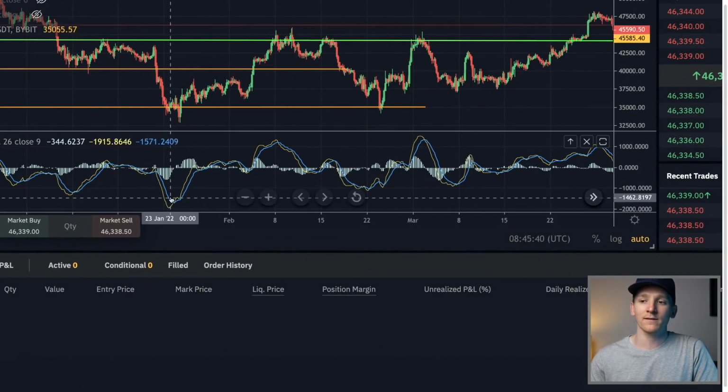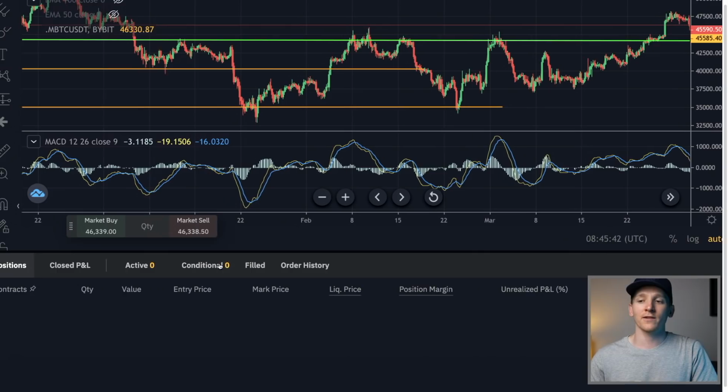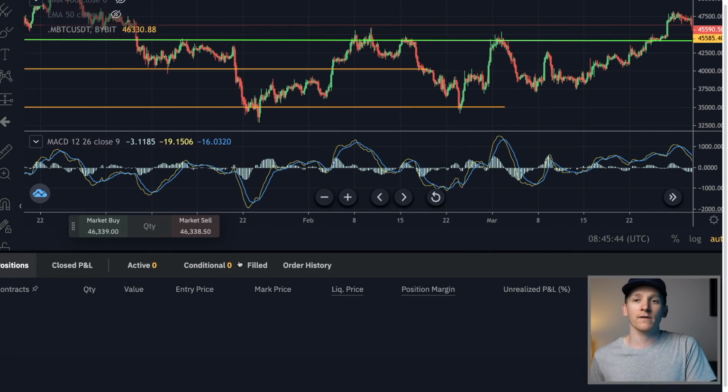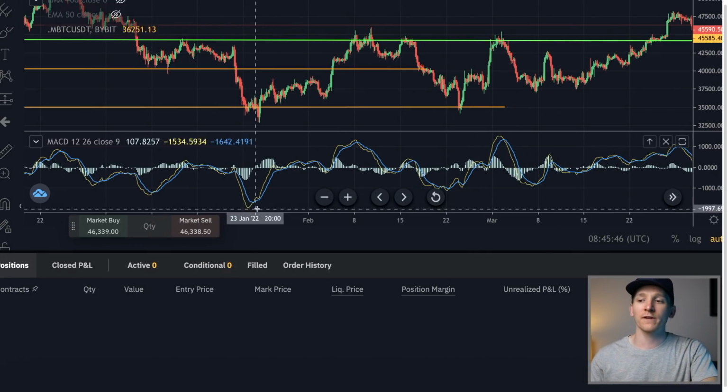It's called the MACD. This is it down here. I'm going to show you what exactly the MACD is, how it works, and then how we can use some of the signals that it gives us to make higher probability trades.